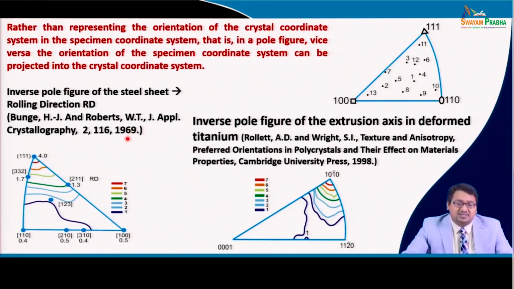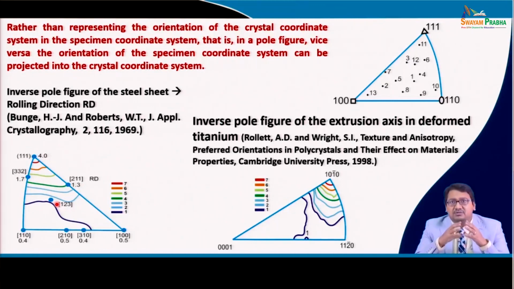a very old paper in 1969 by Bunge and Roberts in Applied Crystallography showed the inverse pole figure for a rolled sheet, and they showed that this is for a cubic crystal, cubic polycrystal, and they showed the high intensity points here at 111 poles, and this intensity point reduces, and then there are various low intensity points present here. So, you see that there is a huge spread in the texture component, and basically the component does not seem to be a single component, but it is spread from here 111 to 323 to 211 and 123, and thus forming a kind of a fiber, right.